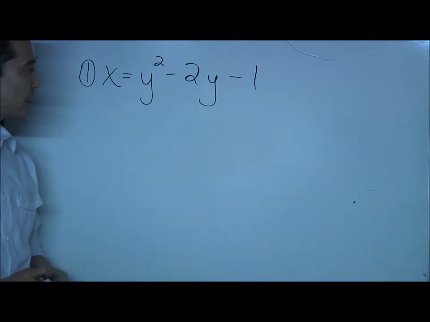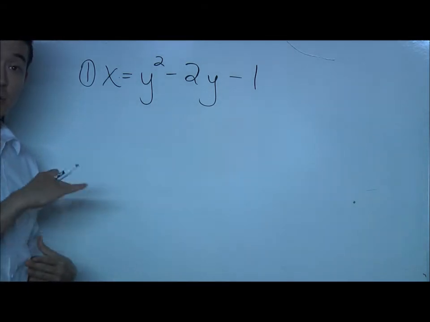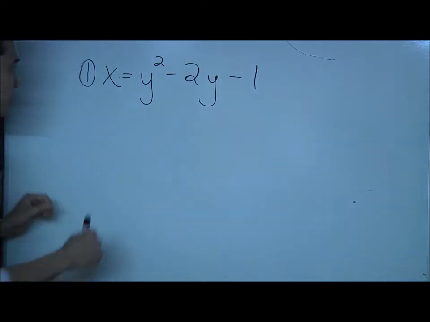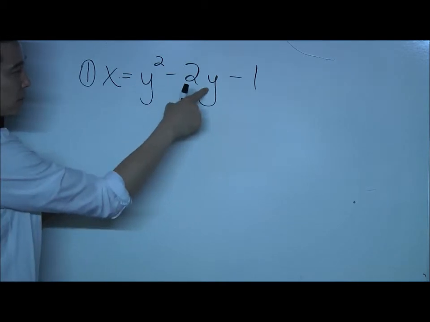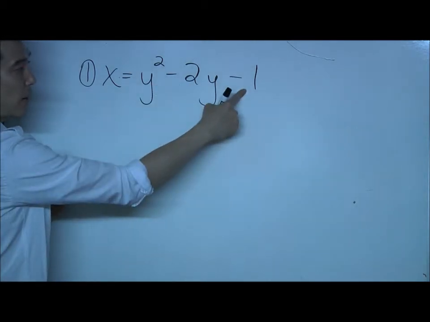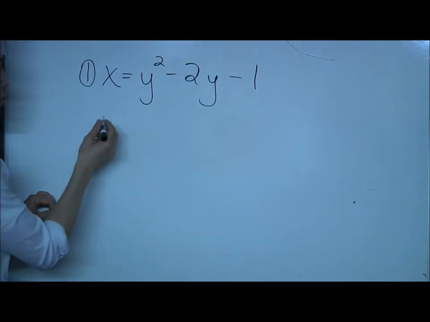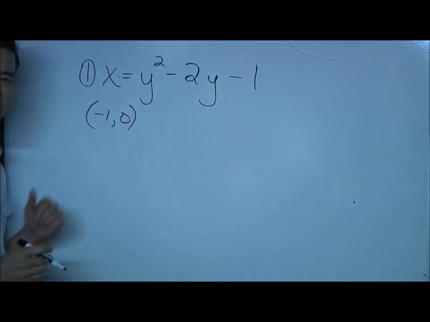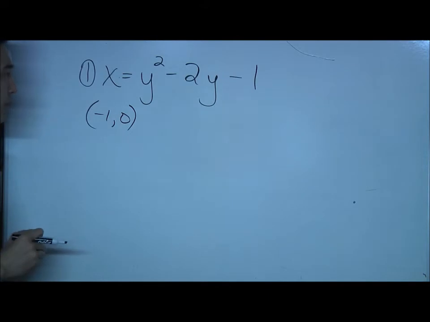So now I need to try to gather as many points as I can and figure out what the axis of symmetry is, and then we should be pretty good to get a nice rough sketch. The first thing I'm gonna do is let y be zero. If I let y be zero, both of these will zero out and you get x equals negative one. So when y is zero, x is negative one. That gives me one point right away, and this is going to be my x-intercept, okay?